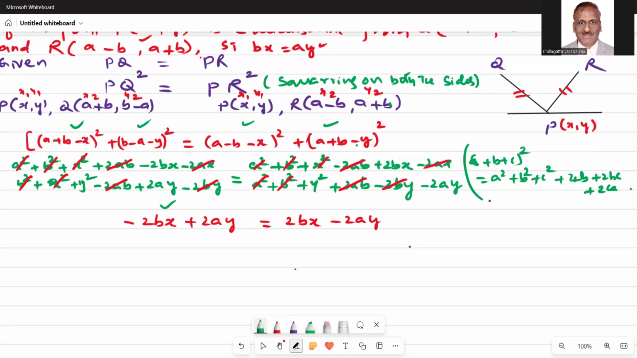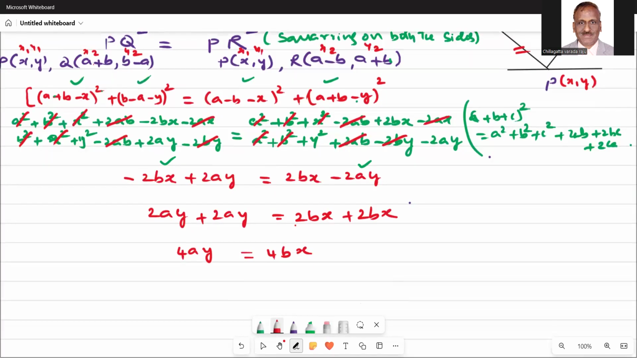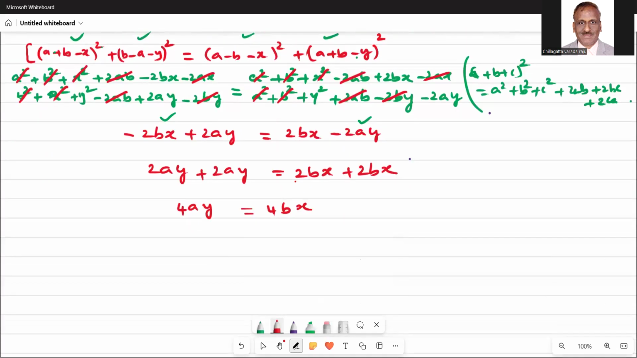Bring that minus 2bx to RHS and minus 2ay to LHS. So minus 2ay will become plus 2ay, and already one plus 2ay is in LHS, which is equal to 2bx, and minus 2bx will become plus 2bx. What is the sum of 2ay plus 2ay? 4ay is equal to 2bx plus 2bx, which is 4bx. In the next simplification, plus 4 and plus 4 will cancel. Ay is equal to bx.